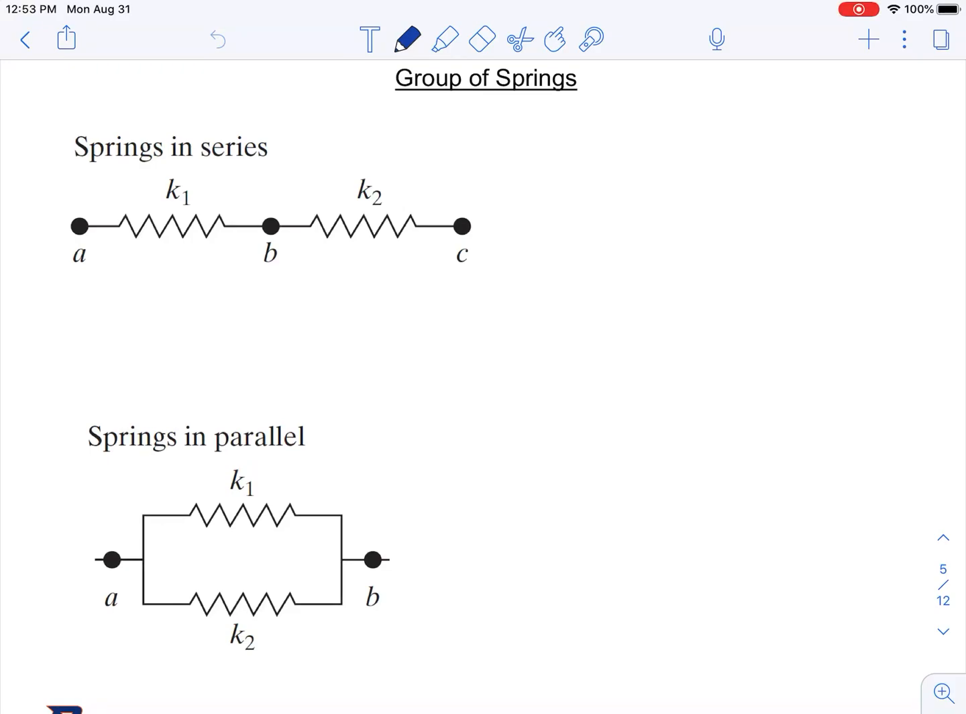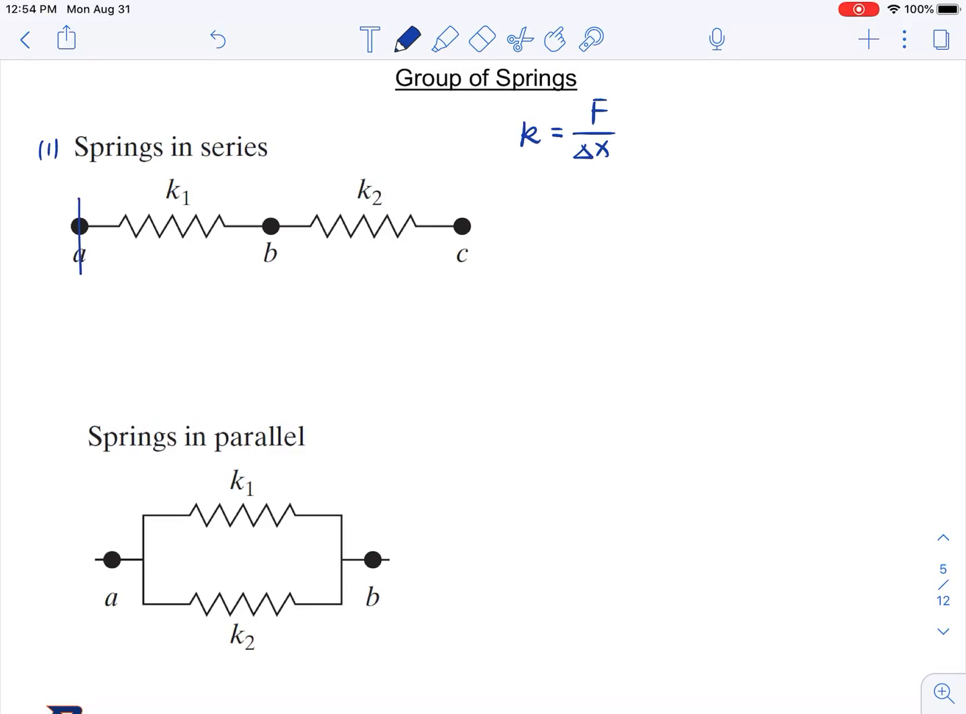Okay, so here we're going to talk about when we have more than one spring connected together. There were two basic cases. The first case, number one, is when two springs connect in series. By definition, we know the spring constant K equals the force you applied divided by the deflection. So let's look at this case.